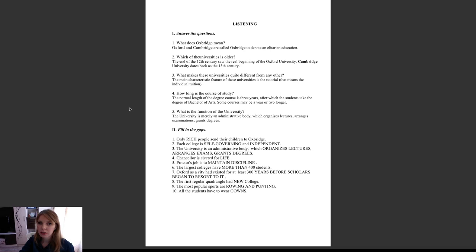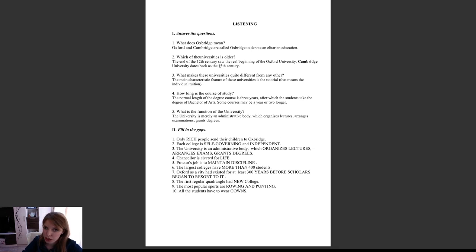Here they are. So you can see them. What does Oxbridge mean? Oxford and Cambridge are called Oxbridge to denote an elitarian education. Number two, which of the universities is older? So Oxford is older because it dates back to the 12th century, and Cambridge University dates back to the 13th century.